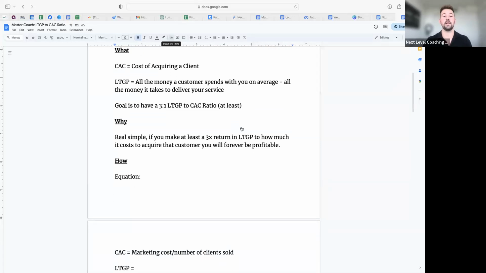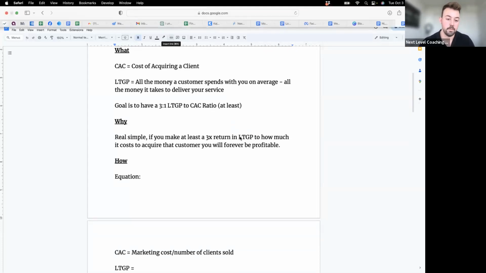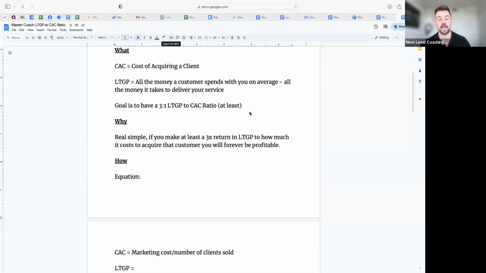Now, the goal here is to have a 3-to-1 ratio, bare minimum. The real goal is actually to be above 3-to-1, but if you're at a 3-to-1 ratio of lifetime gross profit to cost of acquisition, that just means your business is good, healthy, average. But we want to be above that.